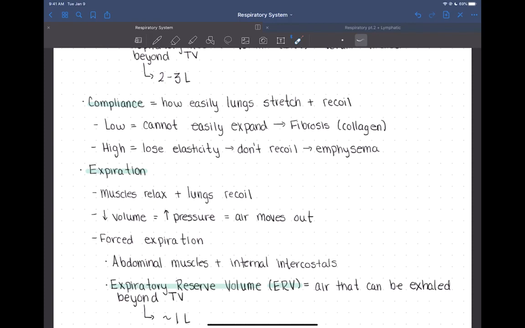And so sometimes you'll see a patient with emphysema that'll have a barrel chest because they're retaining air in their lungs, because the lungs just can't recoil and get that air out, right? Because that elastic tissue is degraded.